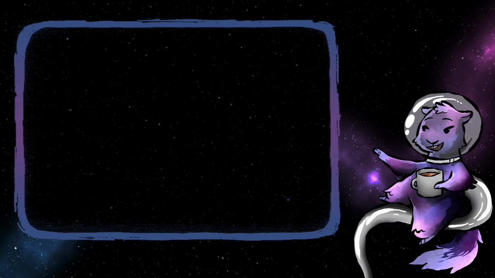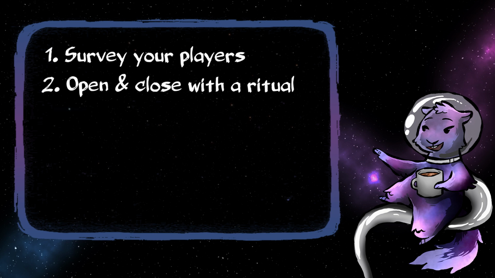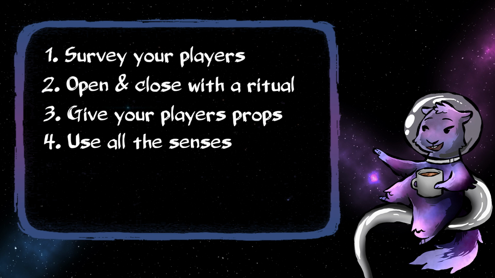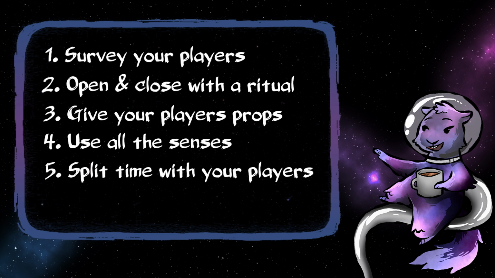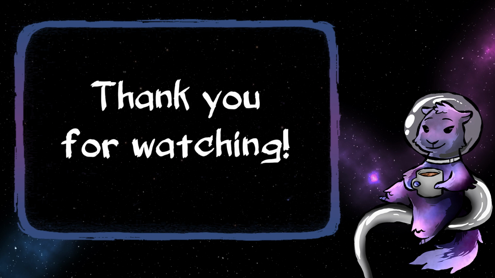Alright, to summarize. Survey your players about their game style. Use rituals to open and close your sessions. Have your players use props to get in their character's head. Use all the senses to describe scene transitions. Split time as evenly as possible between all the players, including yourself. And as a bonus, create a regular space for communication and feedback. That's it. I hope some of these are useful for you and your table.